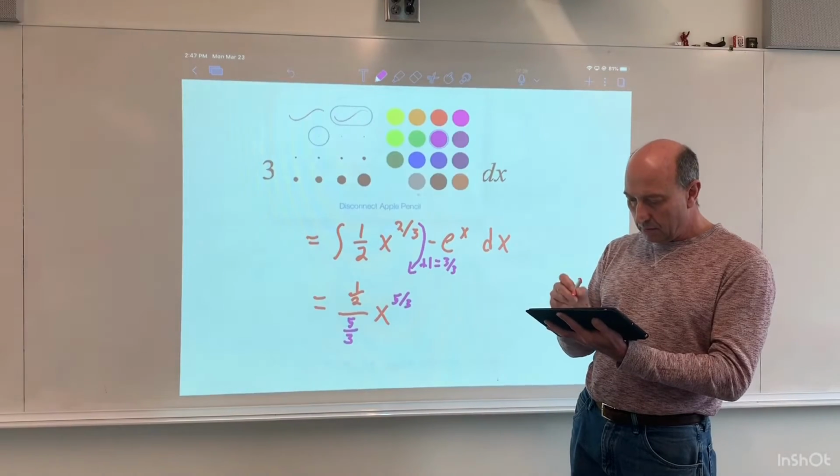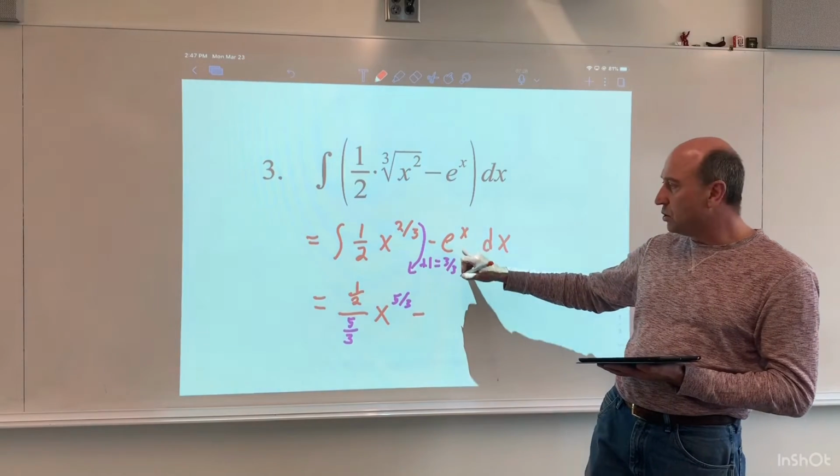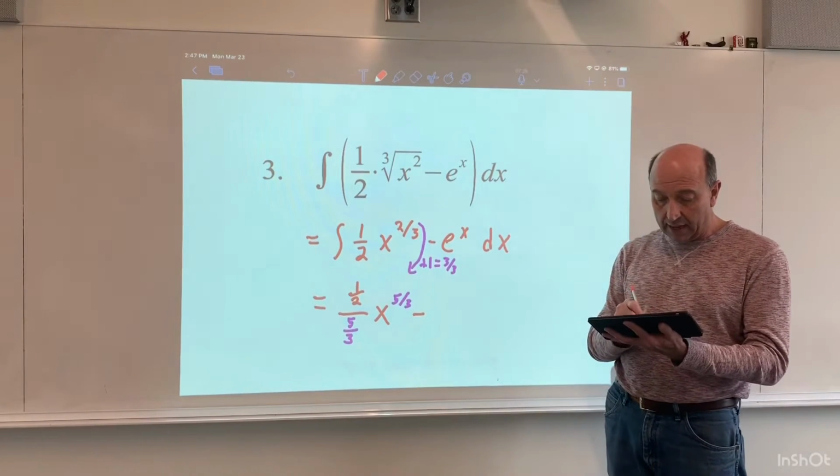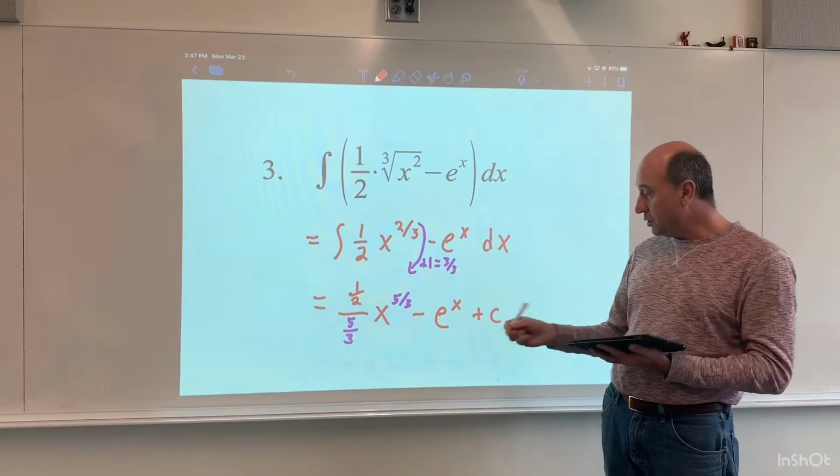Now, the derivative of e to the x was e to the x. So the antiderivative of e to the x is also e to the x. Don't forget your c for good measure.